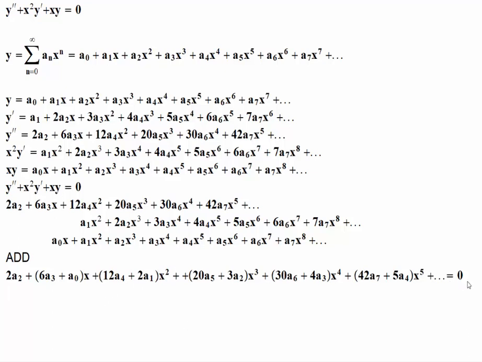So what will happen now? That right hand side is 0. So from the left hand side, if we do the comparison, each and every individual coefficient is going to become what then? 0, right? That is 2a2 will be 0, then likewise 6a3 plus a0 will be 0, and then this will be 0 as well.